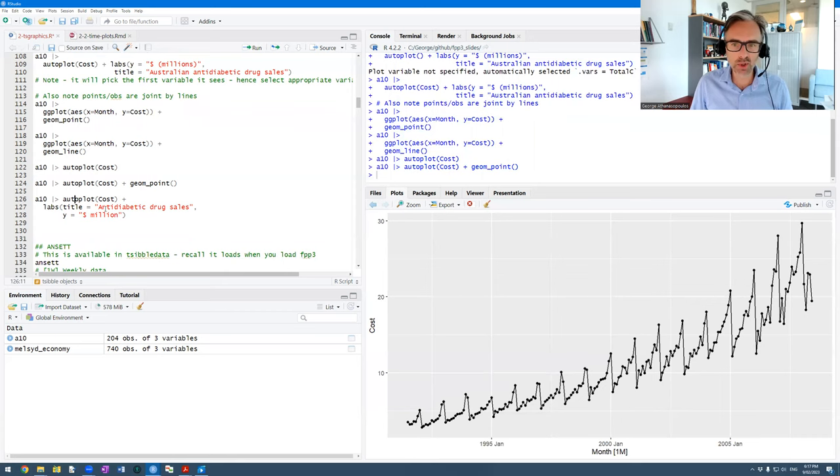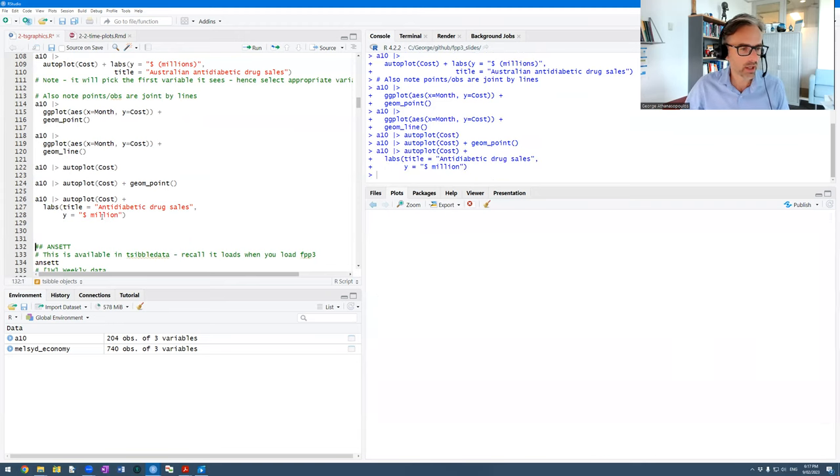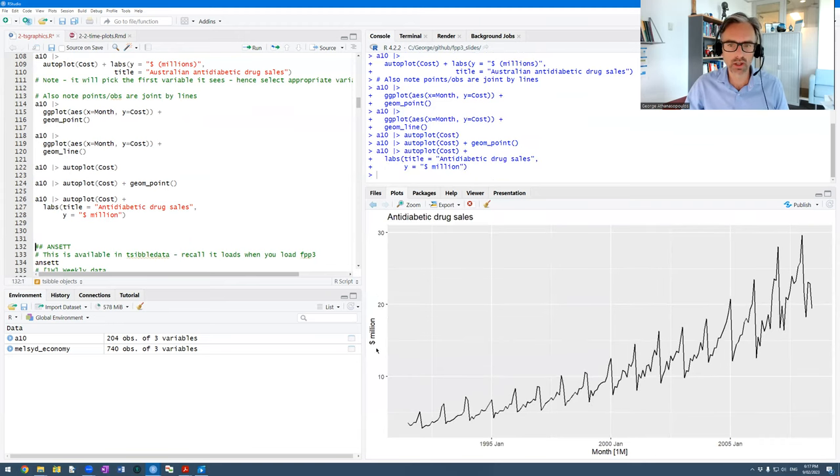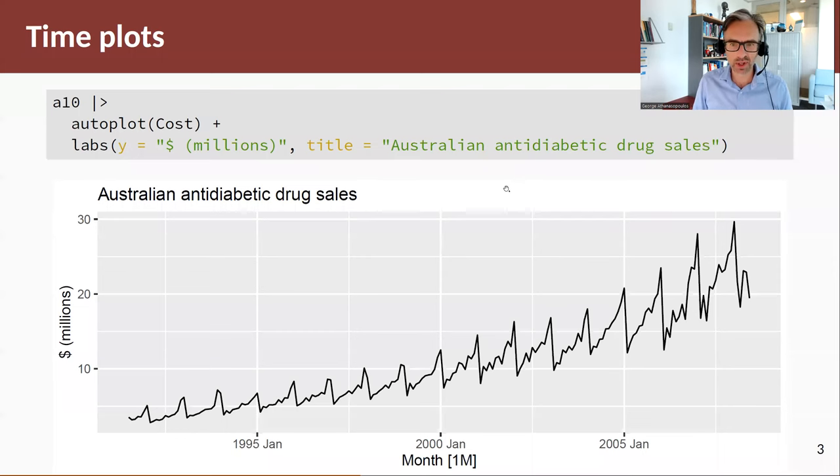I can add some bells and whistles to my plot here with the labs function. So I add a title and a label for my y-axis, and those are the two things that I'm usually going to be adding to my plots: a title, so antidiabetic drug sales over here, and a label for my y-axis. And I'll leave the x-axis alone. Autoplot is smart enough; it picks out that this is monthly data, and it gives me the frequency on my x-axis. Okay, let's switch over to the slides and think a little bit about the time plot and the features of the data that I see in this plot.